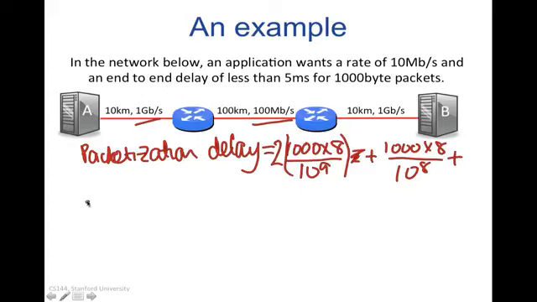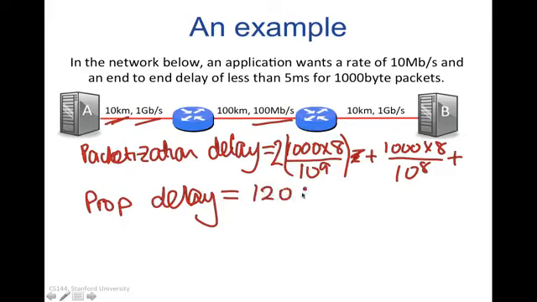And then I've got the propagation delay along all of these links, which is going to be the length of the link, which is 10 kilometers, divided by the rate. So I've got 120 kilometers in total. 120 kilometers, so that's 10 times 10 to the 3 meters, divided by the propagation speed, which I'm just going to assume is 2 times 10 to the 8 meters per second.